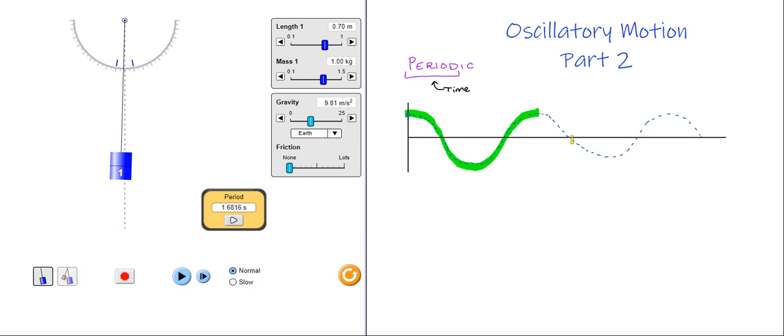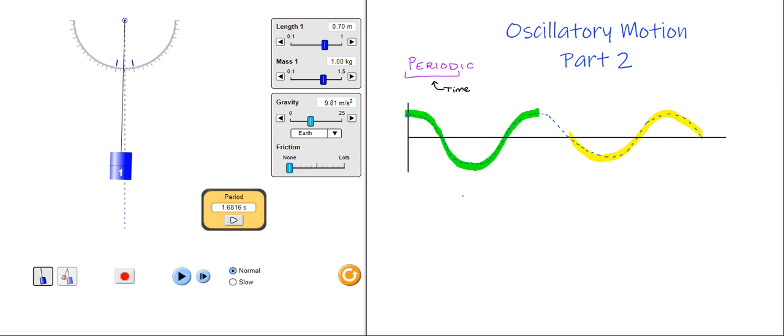We can also call from equilibrium through equilibrium back to equilibrium a complete cycle. Both of those can be seen as a period, and in fact any position back through equilibrium to that same position again is a period of time.